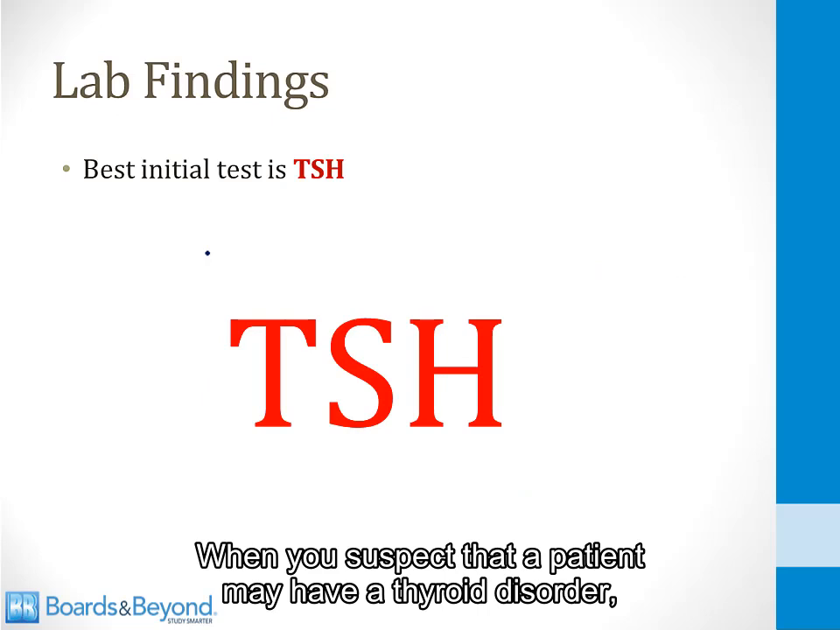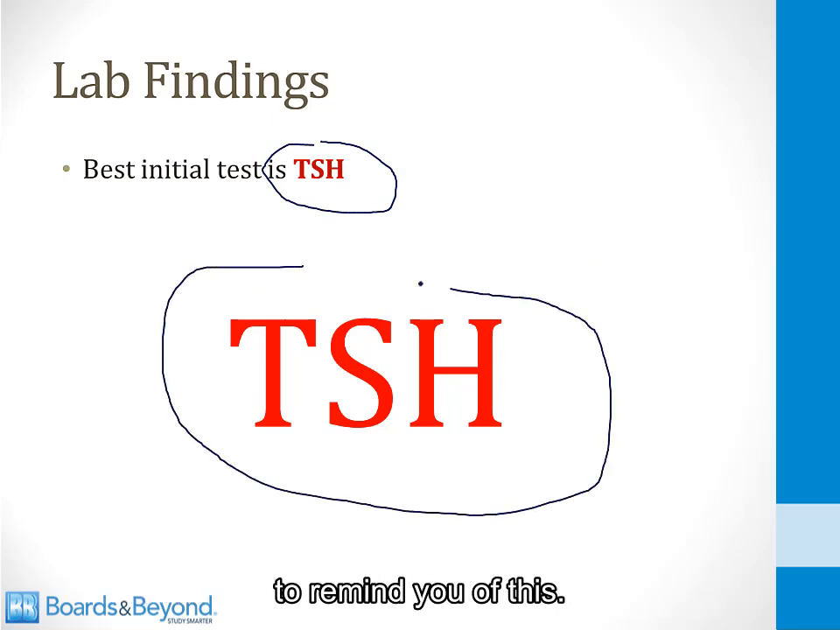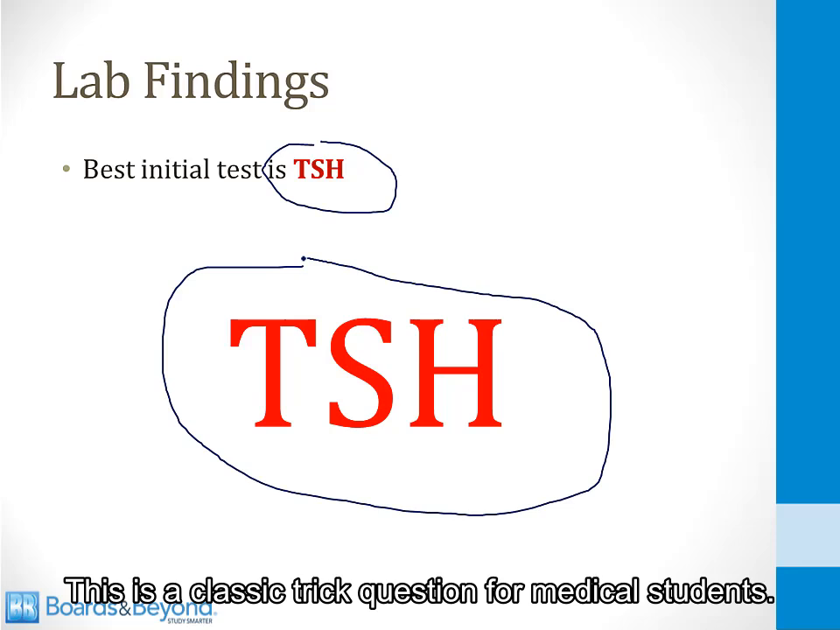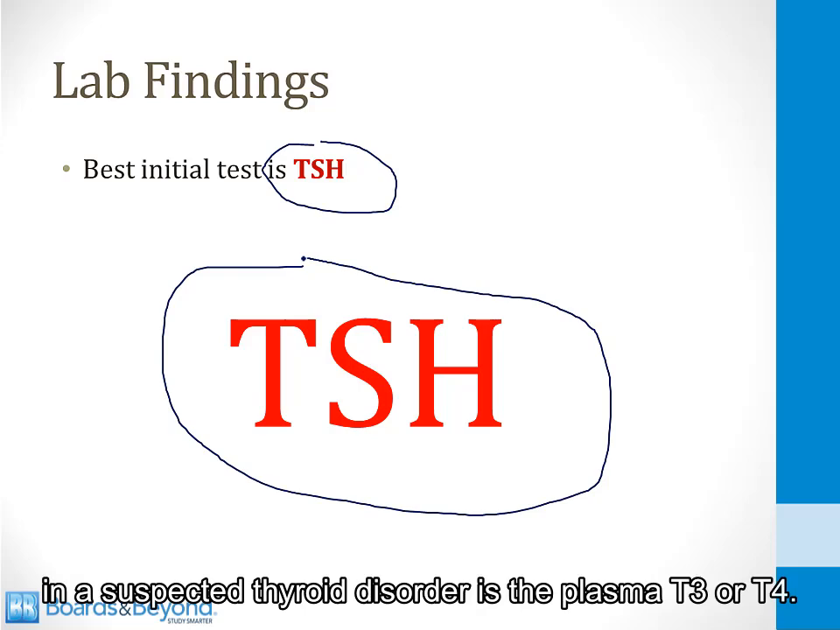When you suspect that a patient may have a thyroid disorder, the best initial test is always a TSH, and I've written that in big letters on the screen to remind you of this. This is a classic trick question for medical students. You don't want to answer that the best initial test in a suspected thyroid disorder is the plasma T3 or T4.